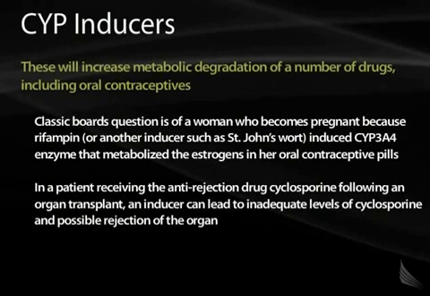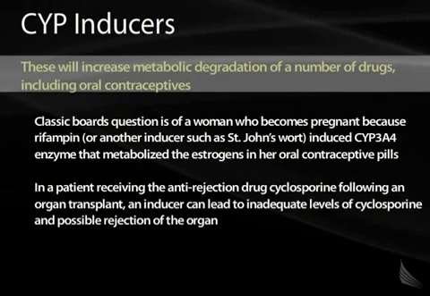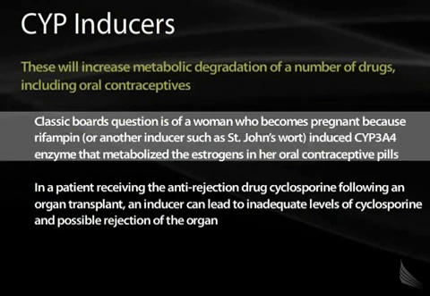Remember that cytochrome inducers will increase the degradation of a number of other drugs, including, most importantly, oral contraceptives. One example of a classic boards question is a patient who is on oral contraceptive therapy and starts to take rifampin. This rifampin activates cytochrome 3A4, which metabolizes the estrogen in the oral contraceptive pills, and the patient does not receive the benefit of the contraceptive therapy and therefore becomes pregnant.